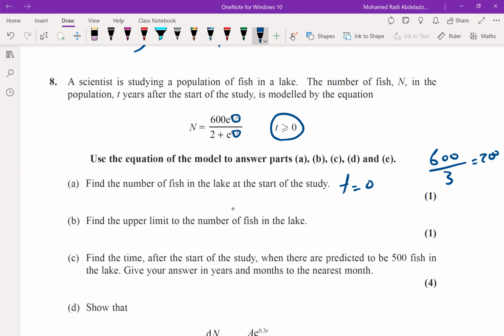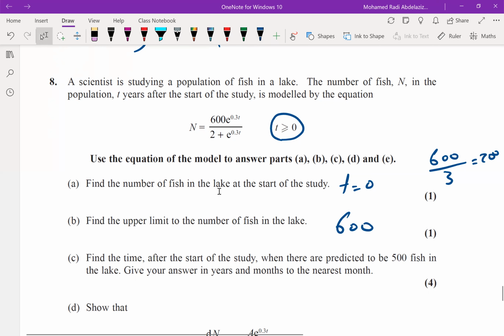Part B, find the upper limit. To find the maximum value of the exponential function, I will explain it by using limits, but you can just substitute t as a very large value, like 100, and get the answer. If we substitute using the calculator, 600 e to the power of 0.3 times a big value, you will get your answer 600, for any big value.